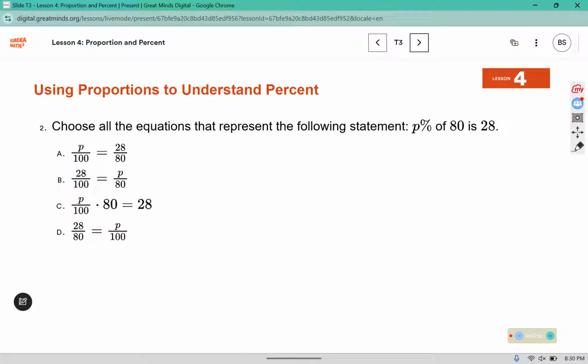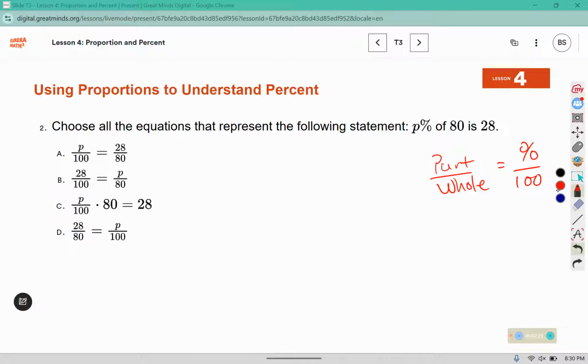Choose all the equations that represent the following statements. P% of 80 is 28. So P is the percent. Percents are out of 100. So in this case, the percent is P% of 80 is 28. That means 80 is the whole, and 28 would be the part.